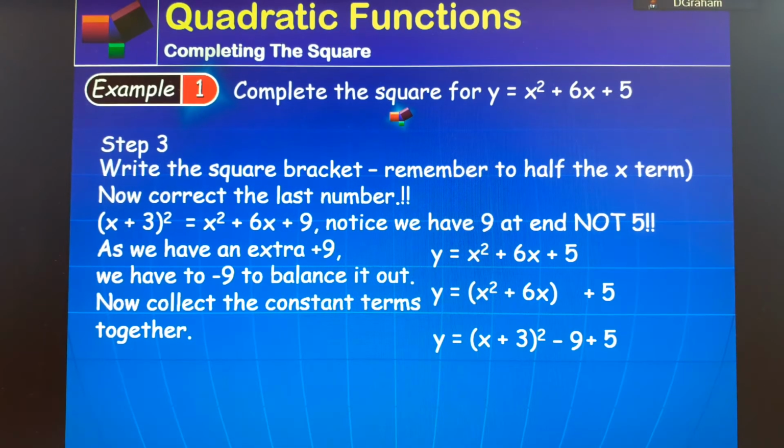And then the last thing to do is just collect the constants together. Now negative 9 plus 5 is the same as 5 take away 9, which is a negative 4. That's us got it in the completed square form. So that's exactly what you had to do at National 5 level.